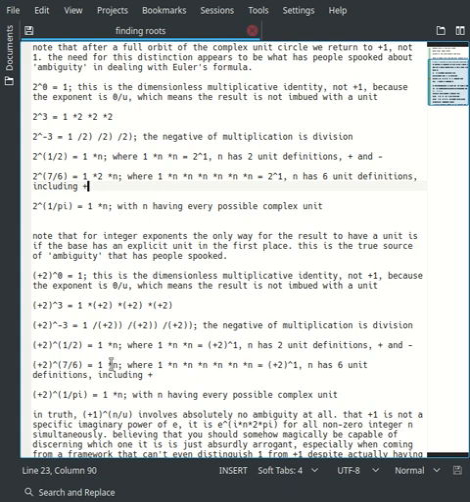I have it down here too. Plus 2. There we go. Where 1 times n 6 times yields 2. N has 6 unit definitions, including positive. Always including the positive. If this is non-zero.